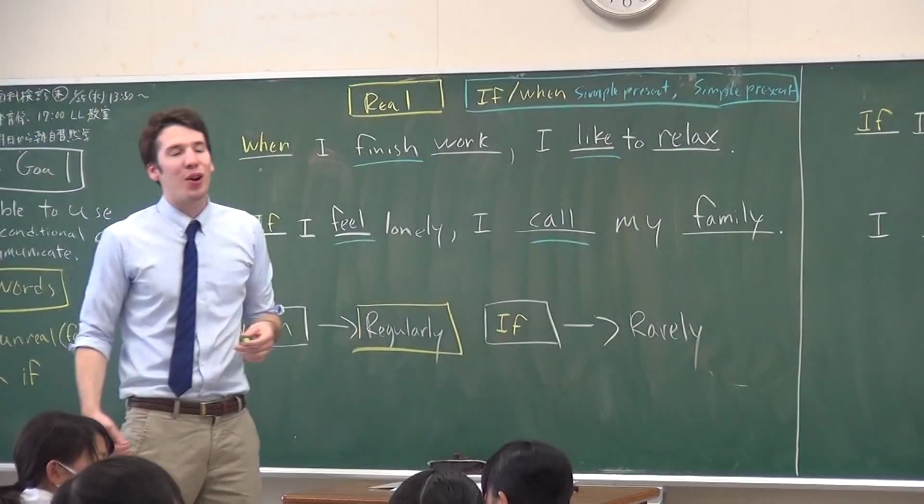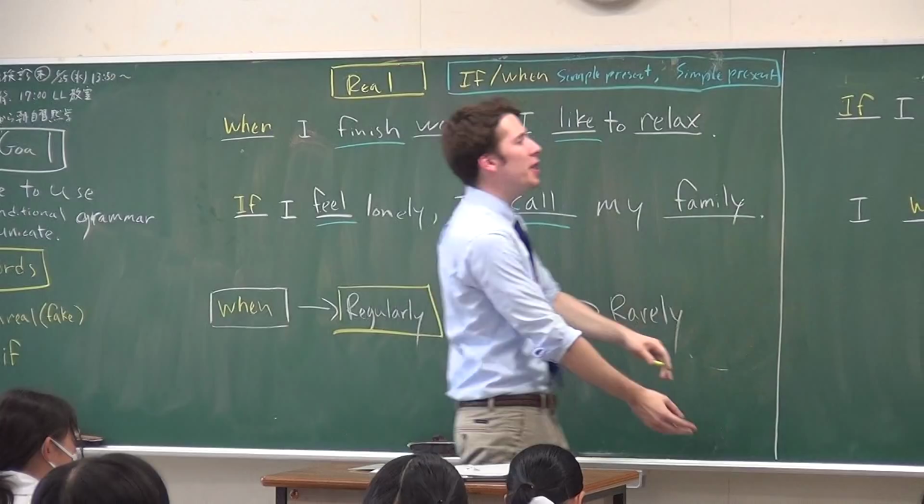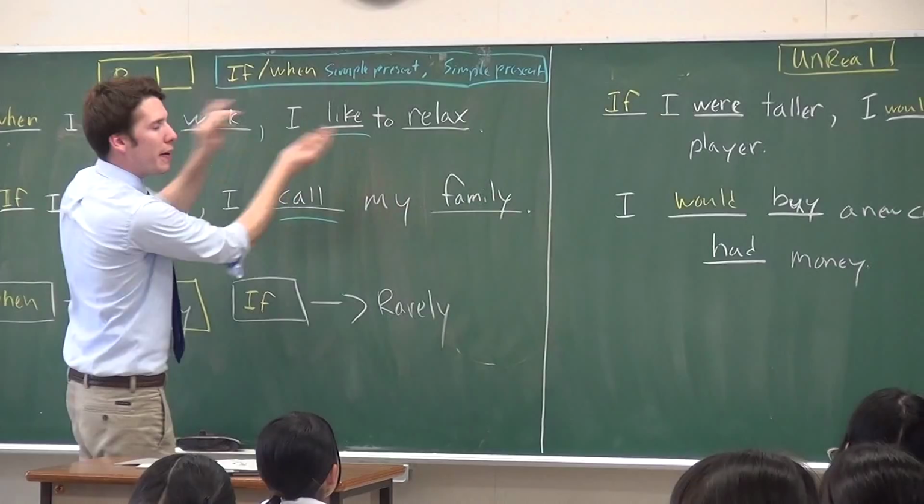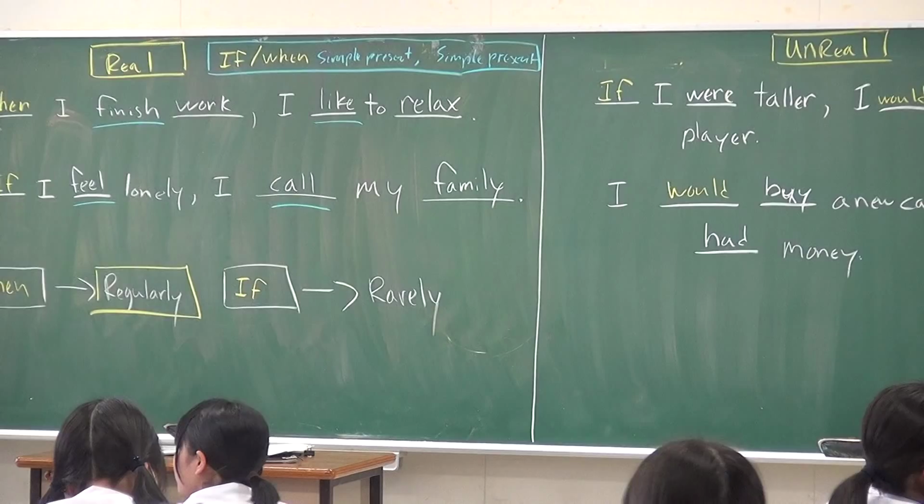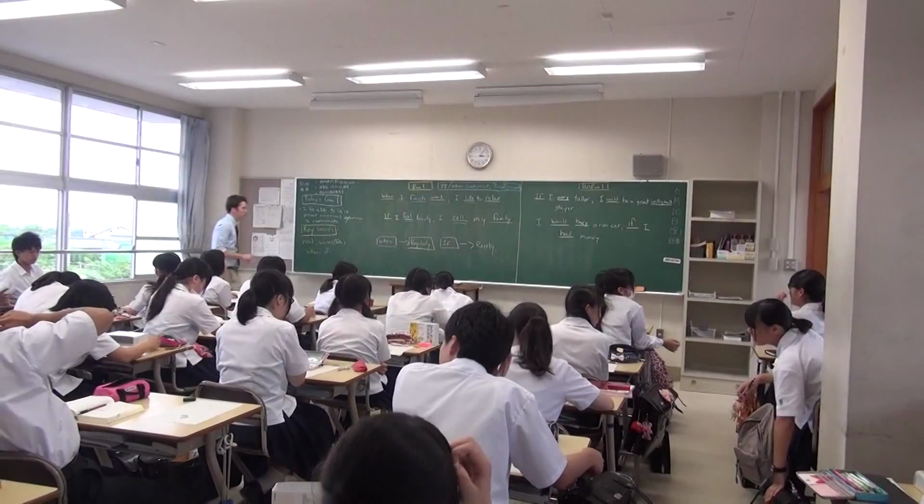So really quickly, with your friend, what is different about this grammar? Or, sorry, what is the same? So what is similar between these two sentences, but different from these two? Talk to your friends. Go, 30 seconds.